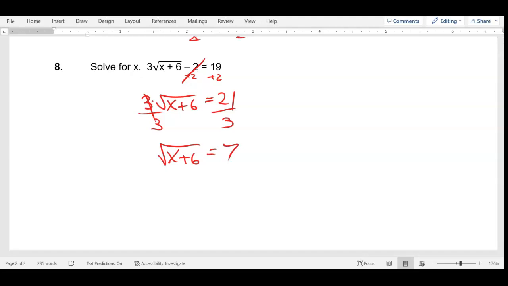The opposite of square root is square. So I take this whole thing and I square it, and then I square the other side. Cancel those out. x plus 6 equals, what's 7 squared? 49. And then how do I get rid of a plus 6? Minus 6. So x equals 43.